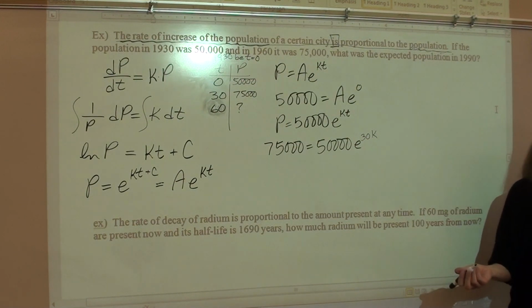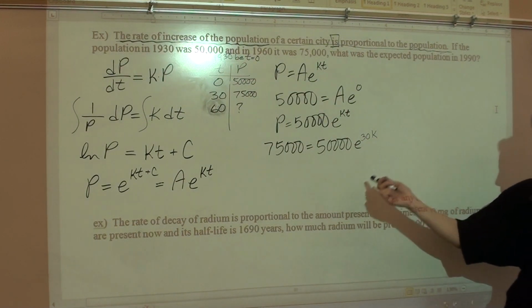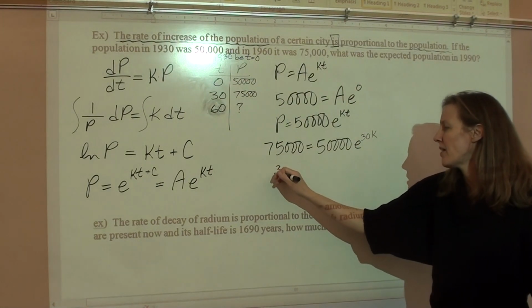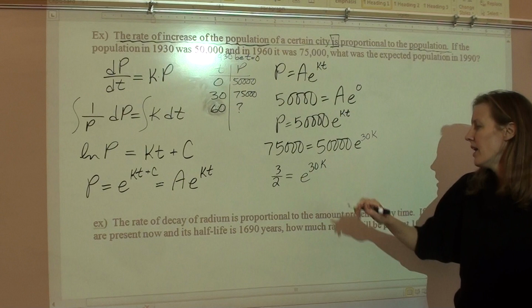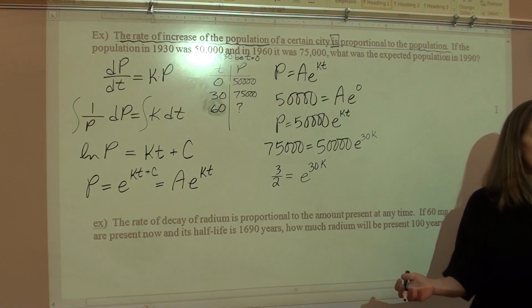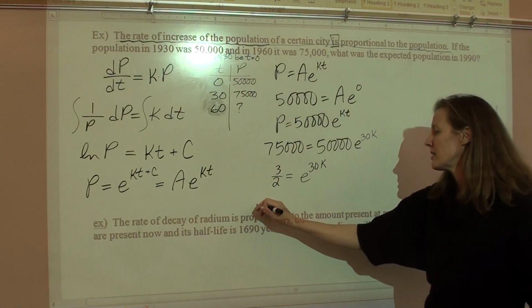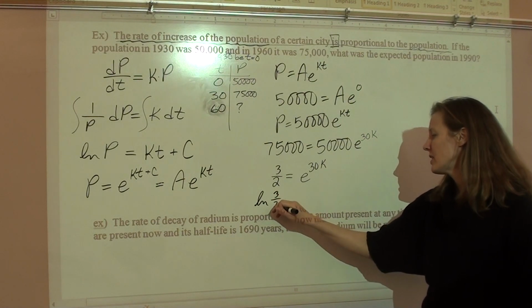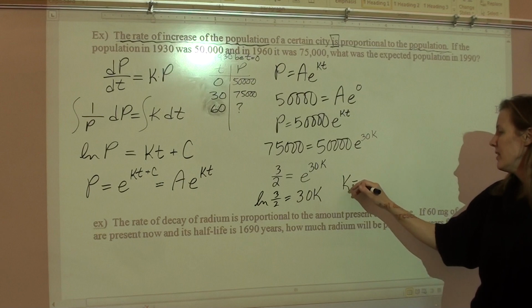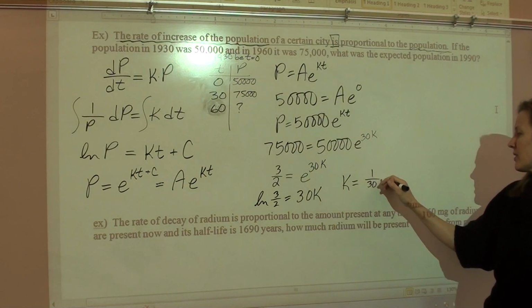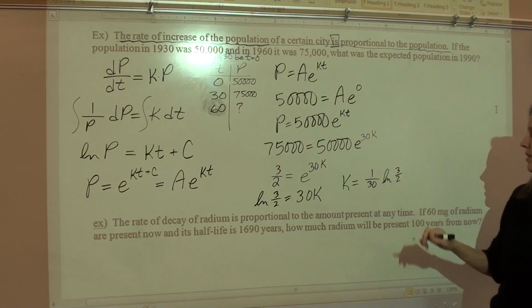All right, how do I solve this? Divide by 50,000, so I get 3 halves equals e to the 30k. How do I solve an e equation? Natural log. Take the natural log of both sides. ln 3 halves equals 30k. So k is 1/30 times the natural log of 3 halves.